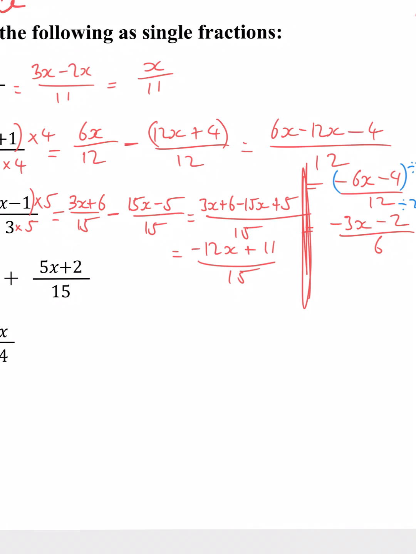Now, there's nothing we can do here to simplify because, yeah, we could divide this by 3, divide this by 3, but we can't divide the 11. So we can't simplify from here. So that's the answer.